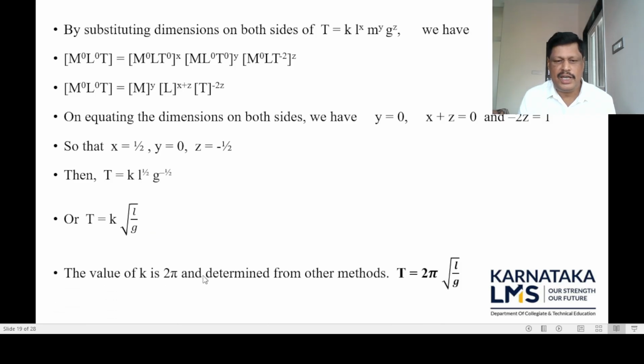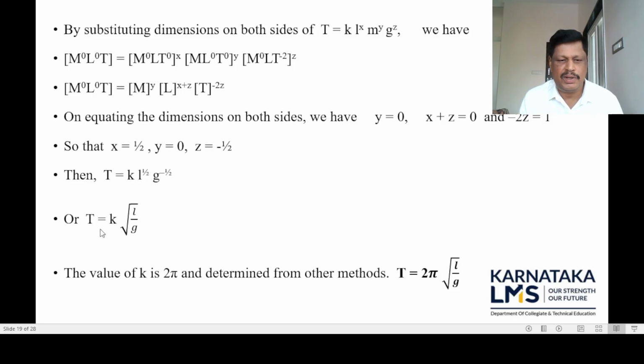The value of k is 2 pi and is determined from other methods. We cannot find the proportionality constant using dimensional analysis, but we can obtain the value of k from other methods. The value of k obtained from the other methods is 2 pi.